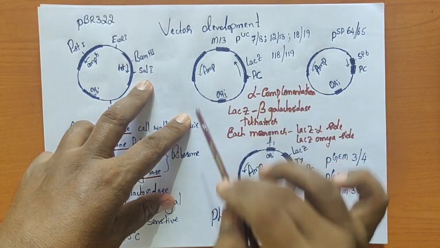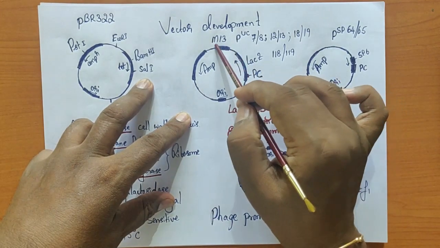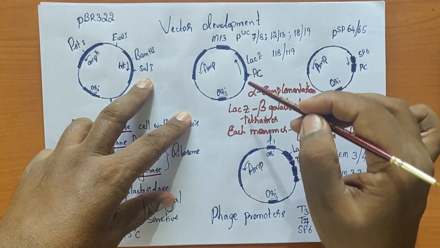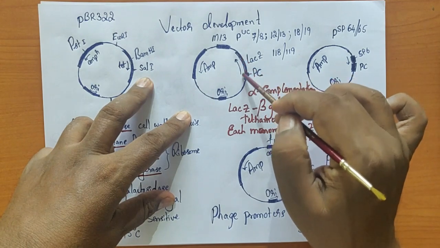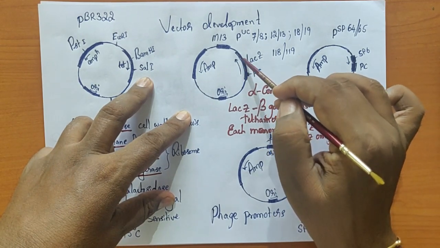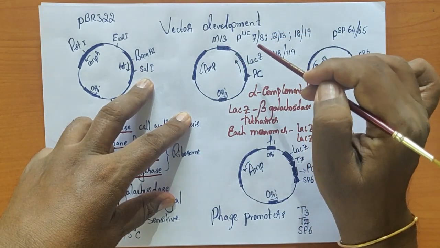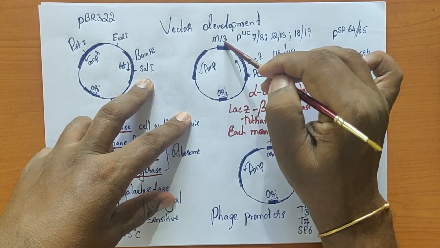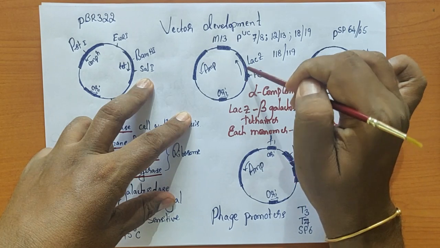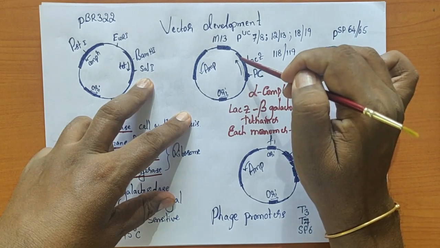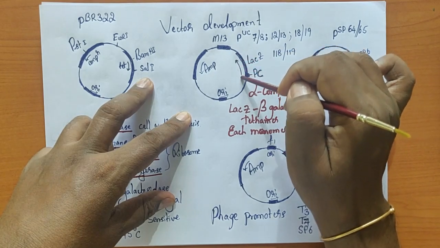So M13 is a filamentous bacteriophage. Because of the filamentous nature of it, it only synthesizes a single copy of the DNA. Suppose we introduce a double helical DNA and we are going to multiply the whole DNA under the origin of replication of M13. Under this origin we synthesize from the double-stranded DNA only the single-stranded one.